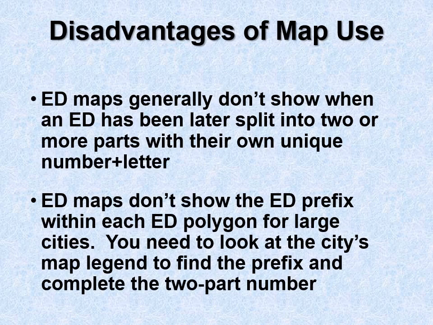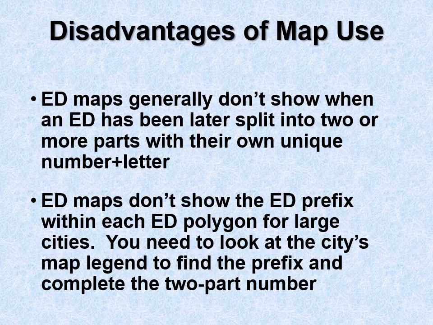ED maps generally don't show when an ED has been later split into 2 or more parts with their own unique number and letter. These ED maps were done by Census Bureau cartographers. They estimated how many people would be in there so that an enumerator could handle it. But later a supervisor would find out, hey, there's too many people here for a single enumerator, we're going to split it. Or there's a possibility that they found an institution within that ED that needed its own ED number, so they would split it. The maps don't show the splits.